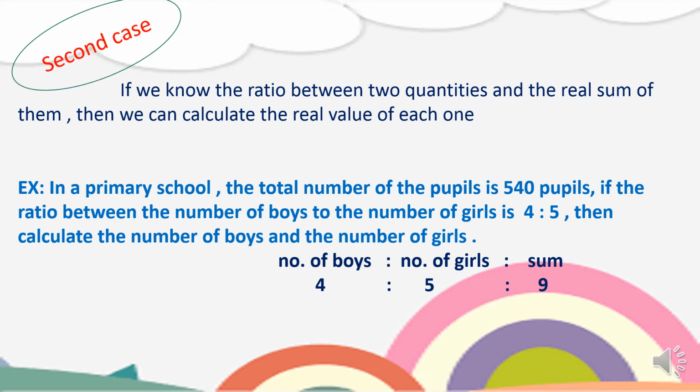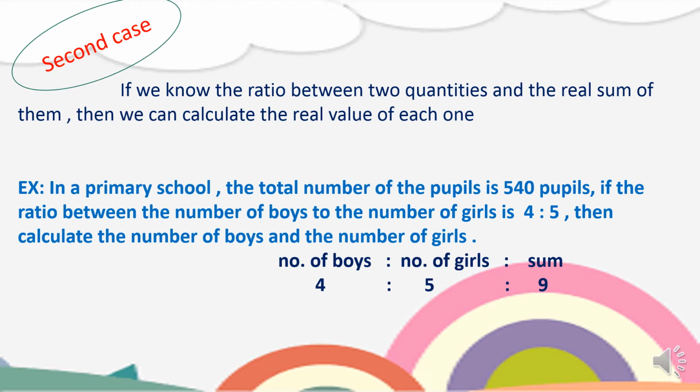And I have the total number of pupils. The total number of pupils represents what? The total number of parts of the ratio. So I will sum the parts of the ratio, 4 and 5. So 4 plus 5 equals 9.